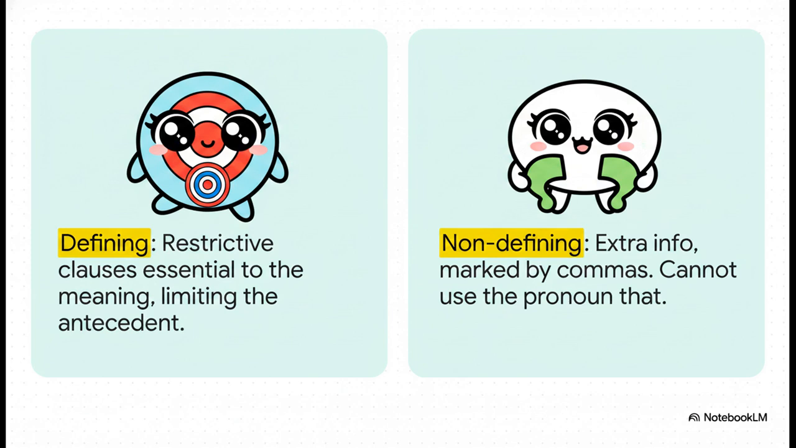But non-defining or non-restrictive clauses merely provide extra, non-essential information. John, who wrote this poem, is coming to tea. Because we already named John, the clause is just bonus info. Structurally, these non-defining clauses are bounded by commas in writing or distinct pauses in speech. And, crucially, they can never, ever use the pronoun that.